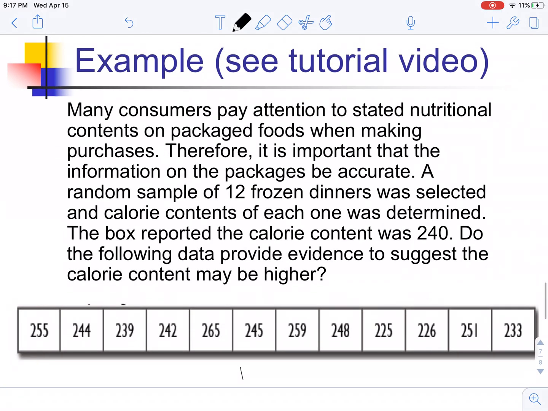All right, I'll read the example, and then I'll work through it. So many consumers pay attention to stated nutritional contents on packaged foods when making purchases. Therefore, it's important that the information on the package be accurate. A random sample of 12 frozen dinners was selected, and the calorie content of each one was determined. The box reported that the calorie content was 240. Do the following data provide evidence to suggest the calorie content might be higher?